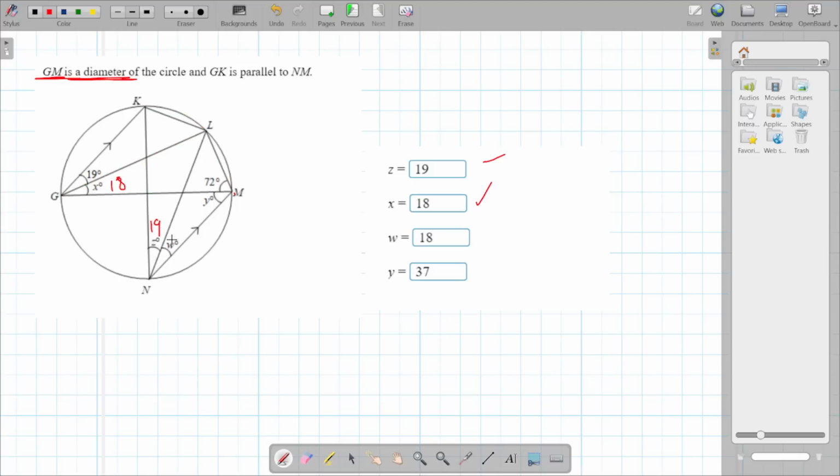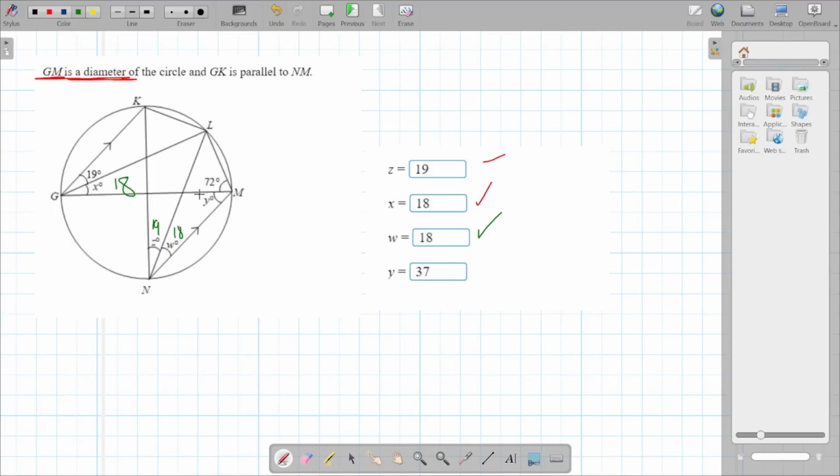Can I find angle W? Angle W inscribes this over here, right? What else inscribes this angle X? And we found X is 18. So see these two angles which inscribe the same arc, so they are congruent. So if this is 18, W will also be 18. There you go. So now we have this over here 18, this is 19, this is 18.